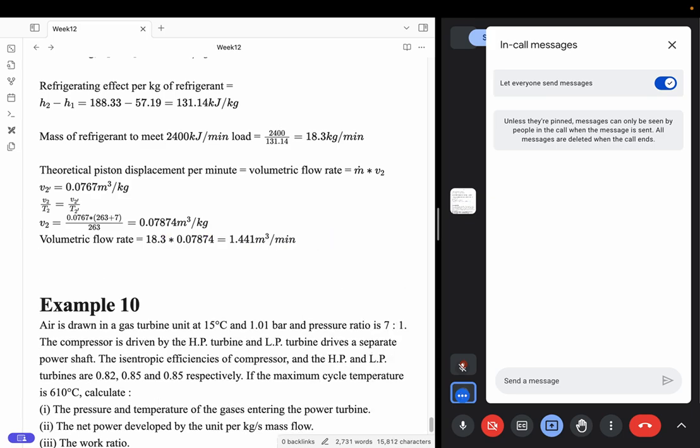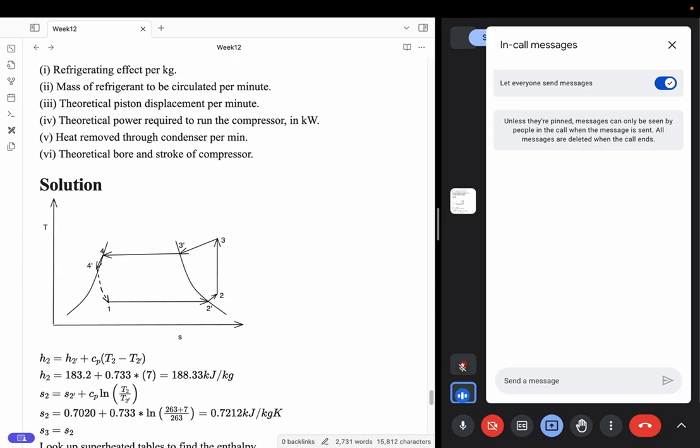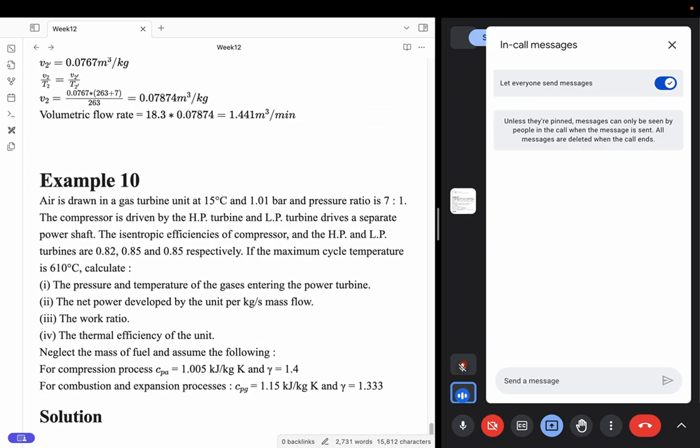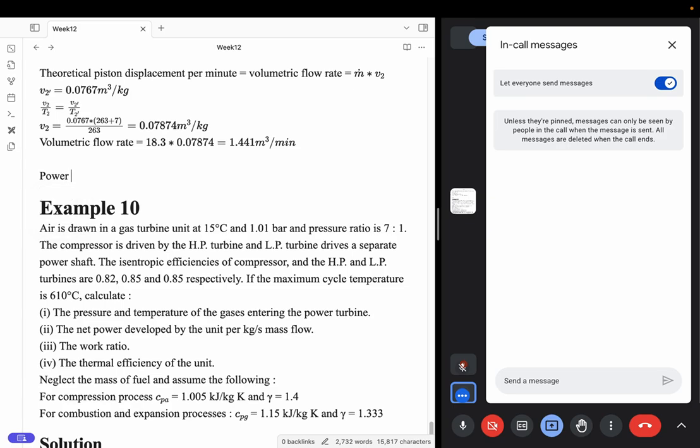What is the theoretical power required to run the compressor? That is the next part of the question. Power required to run the compressor. So why are we calling it theoretical? Because we are neglecting so many losses that can happen because of the inefficiencies present inside the compressor. So maybe I'll just put theoretical power of compressor.